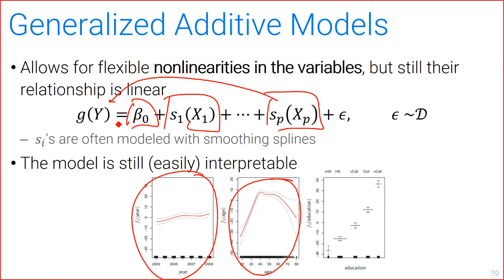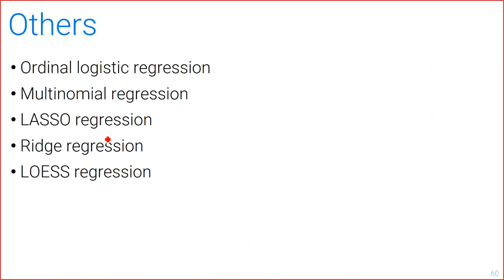So this one is going to allow for a lot more flexibility because we are trying to model in a non-parametric way the relationship between each of the variables and the response. And there are many other ways of doing regression.